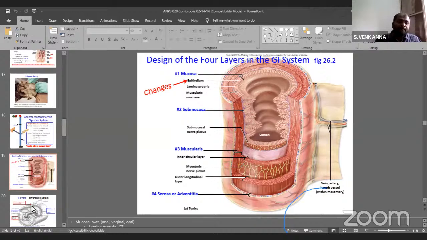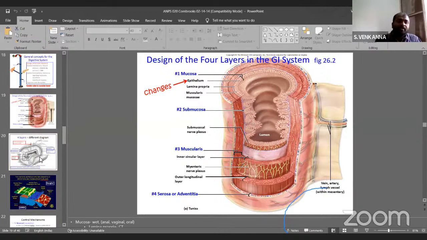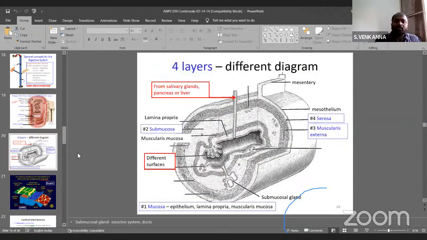Then next, see the layers in different diagrams. This is the internal part and that is the outer side. The lamina propria, submucosa and different surfaces, serosa, muscularis. This is the epithelium, lamina propria, muscularis mucosa.